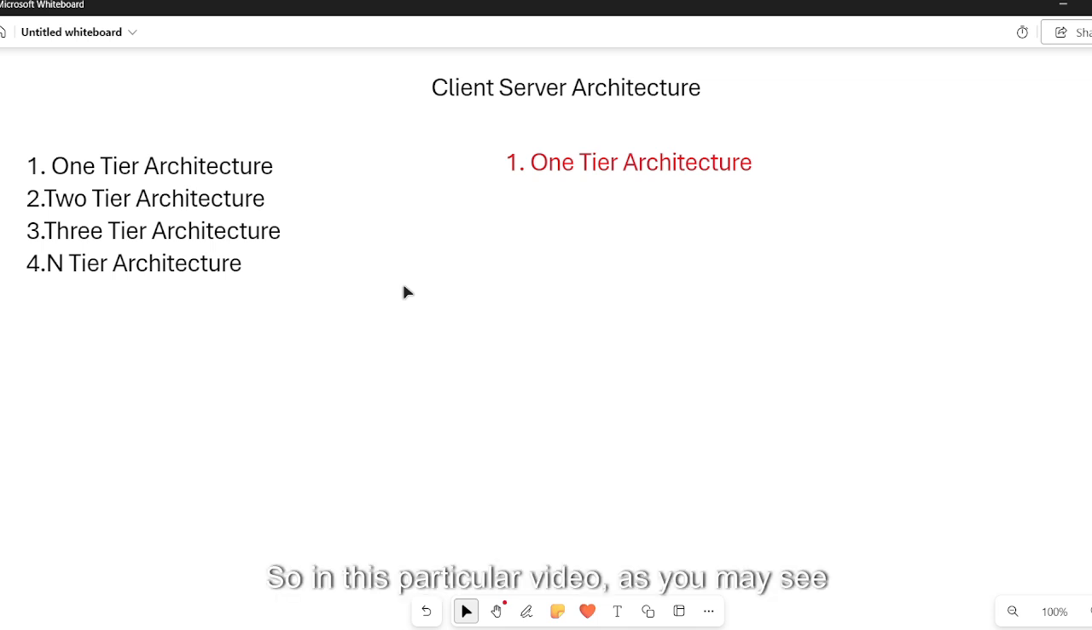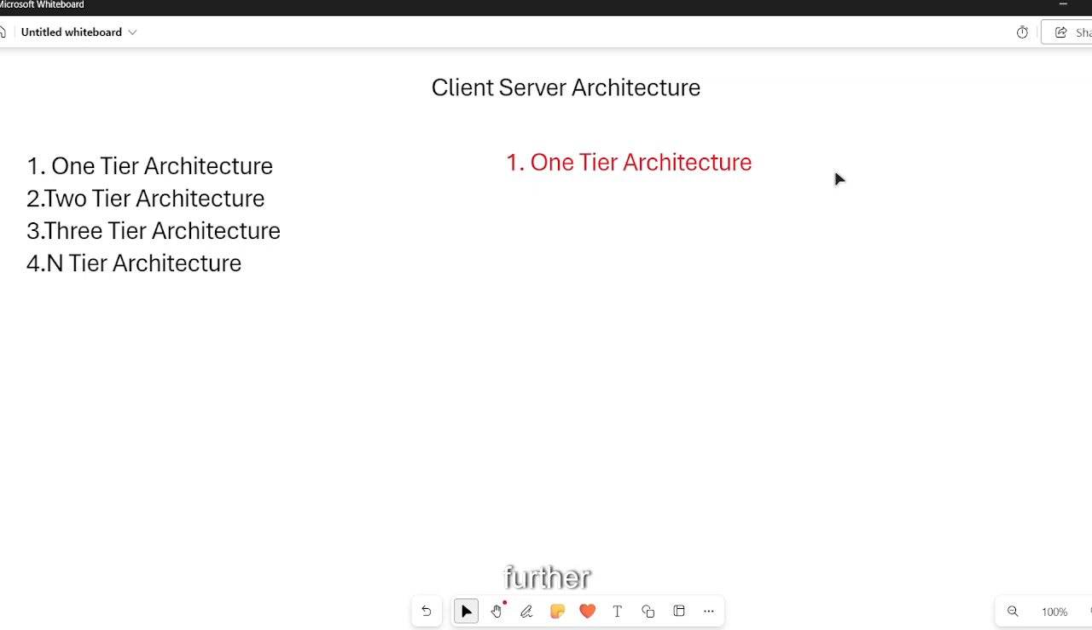So in this particular video, as you may see on screen, we are going to talk about client and server architecture. Client and server architecture consists of four kinds of architecture: one tier, two tier, three tier, and n tier. Let's go through each and every architecture in a really great manner. Let's start with the first one, which is one tier architecture.